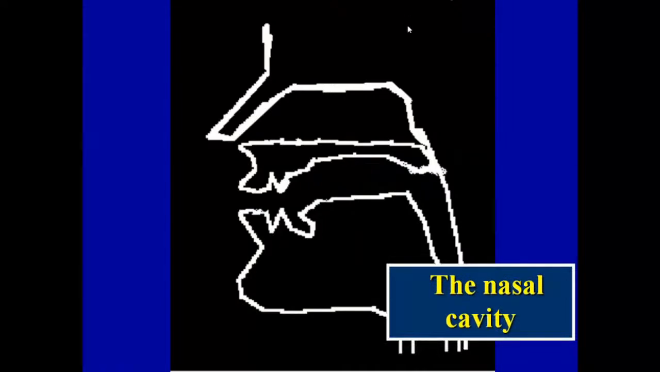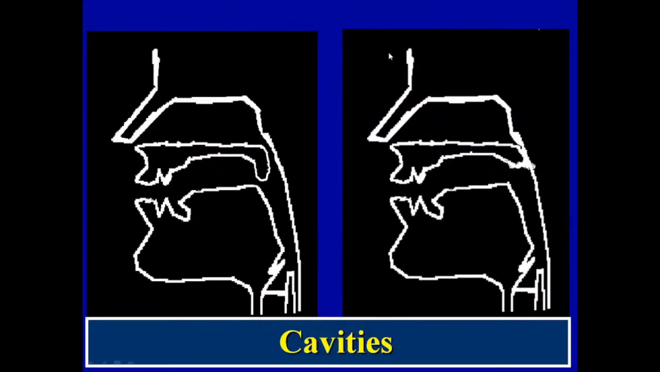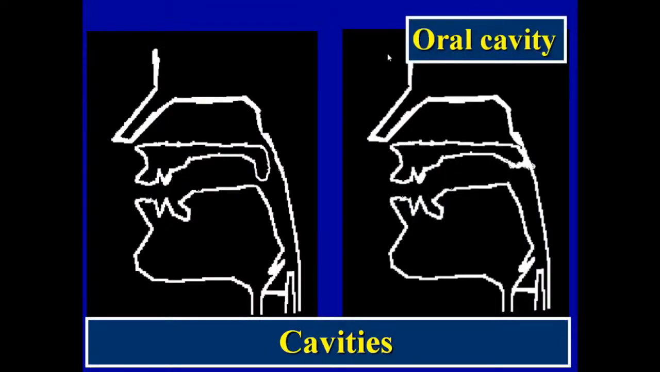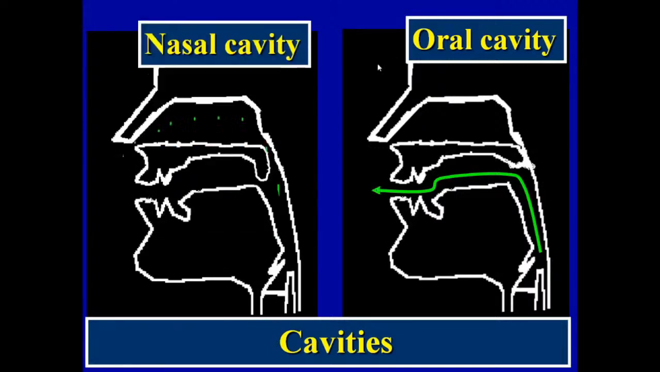Now we can talk about two different passages for the air. The nasal cavity. Look at this arrow here showing us this passage through the nose, the nasal cavity. Okay, so we have got two different cavities here. We have also got the oral cavity, so it's through the mouth, the oral cavity, or the passage of air through the mouth here.